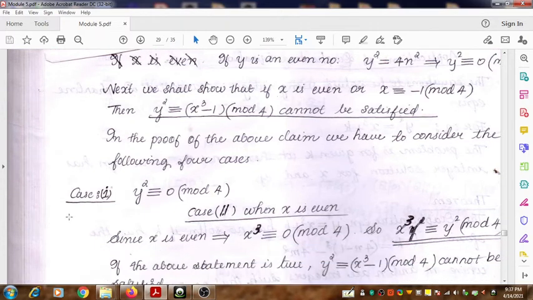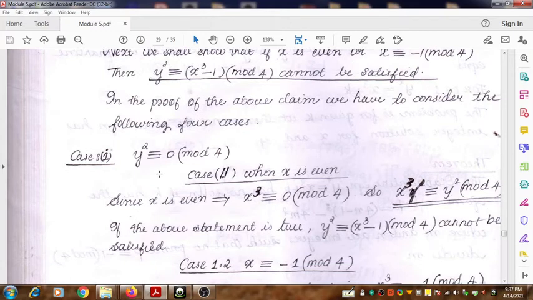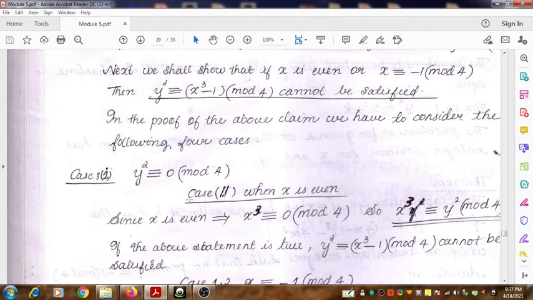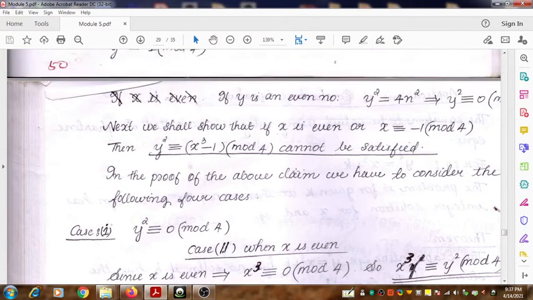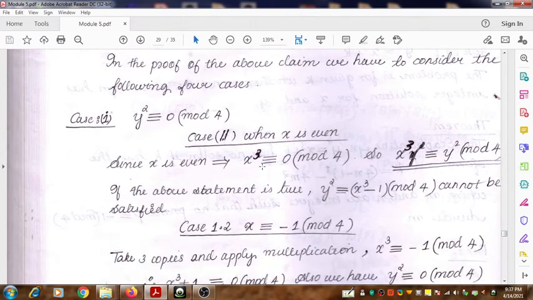For the 4 cases, in the first case we consider y square is congruent to 0 mod 4, and also we take that x is even. Suppose x is even additionally. So on y we apply one condition, and on x we apply one condition. If x is even, then x cube is congruent to 0 mod 4. And we also have y square is congruent to 0 mod 4.